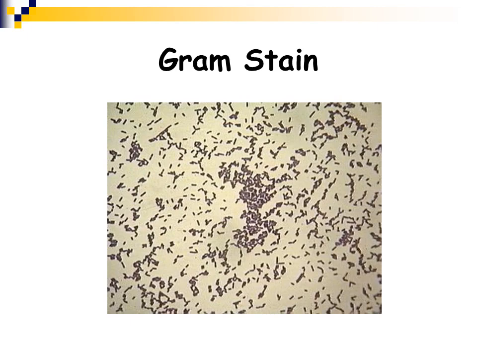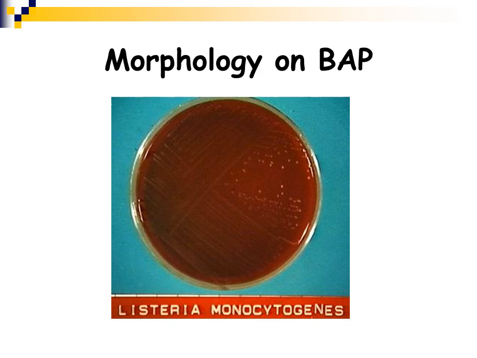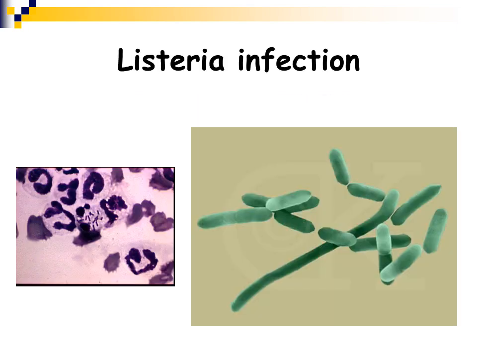This is a gram stain of Listeria. You could see it's a very small rod. It is pleomorphic. There are some rods that look a little larger than other rods. This is the morphology on 5% sheep blood agar plate. Here on the left is Listeria. You can see it intracellular inside some white blood cells.